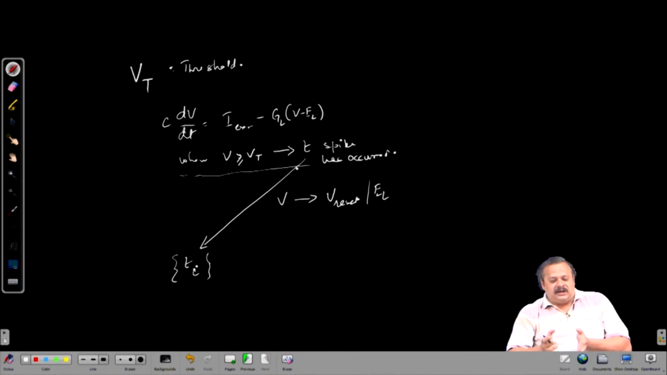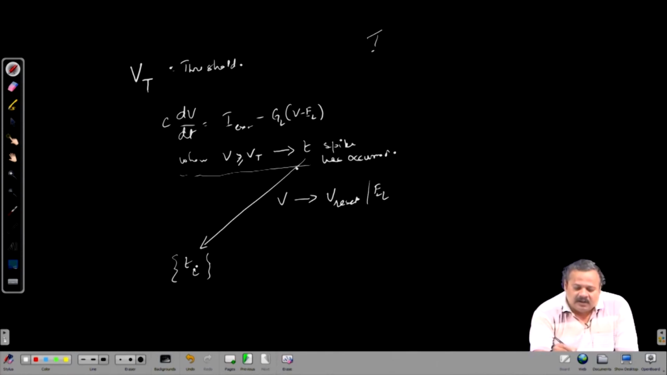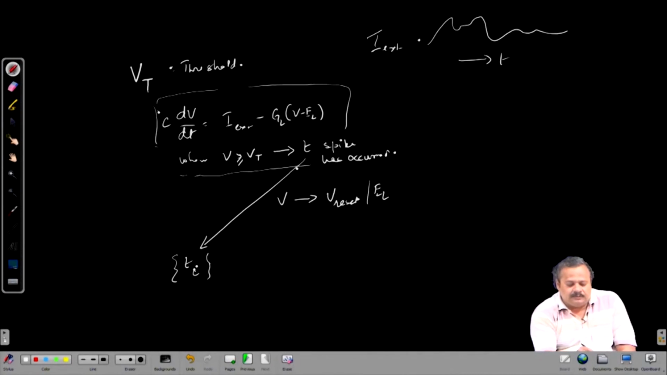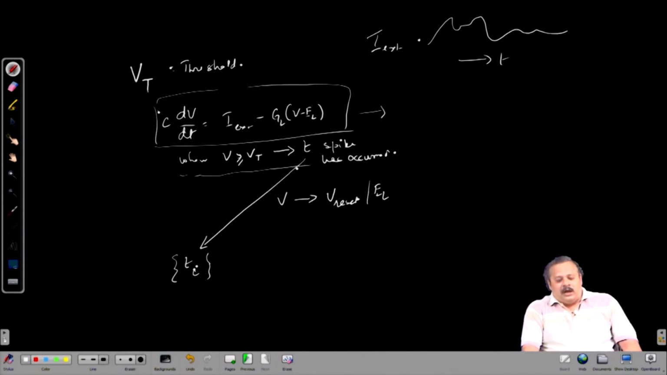I mean, it's a simple RC circuit and we are saying that there is a spike occurring at this time point as soon as the current goes beyond threshold. Given any kind of I external over time, if we know the shape of the current over time, we can easily simulate this differential equation numerically and know what the voltage is, and whenever the voltage crosses the threshold, the Vt, there is a spike, and we are done.